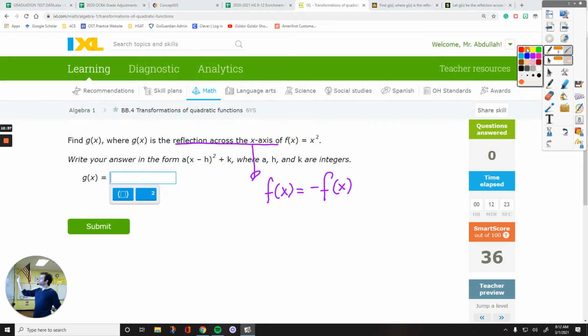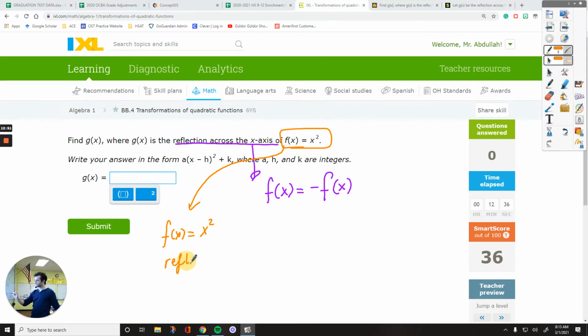Let's first solve this question because it's easier than what I want to show you. When you have this function over here, if you want to reflect it over the x-axis, reflection over the x-axis basically tells you to put a negative in front of your right side. I only have one thing on the right side. When I put a negative in front of it, that's what it's going to look like. So the answer to this question is that simple: negative x squared.